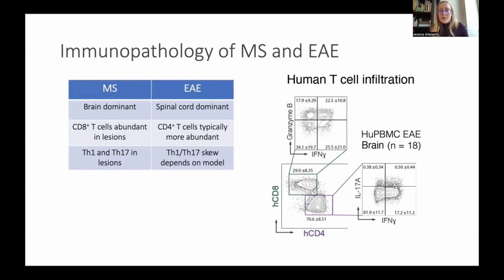And on the right here, I just want to draw your attention to what we see in this model. We see both CD4s and CD8s entering the brain, which suggests that we're having a model that's experiencing immunopathology, so MS, that the brain is involved.